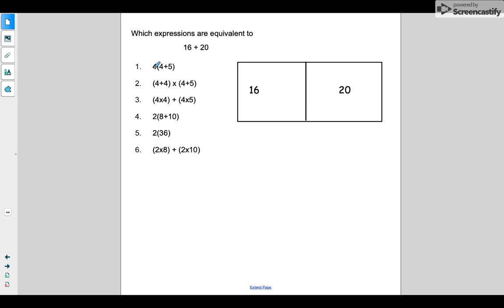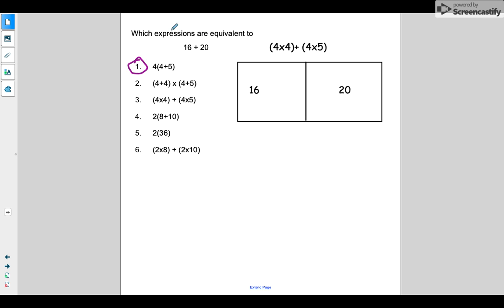So the first one is saying 4 times 4 plus 5. So I know that if I wrote that as expanded form, that would be 4 times 4 plus 4 times 5. And sure enough, 4 times 4 gives me 16, yep, and 4 times 5 gives me 20, yep. So I know right away that this first one will match the expression.